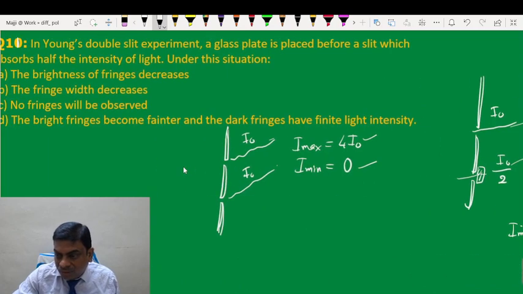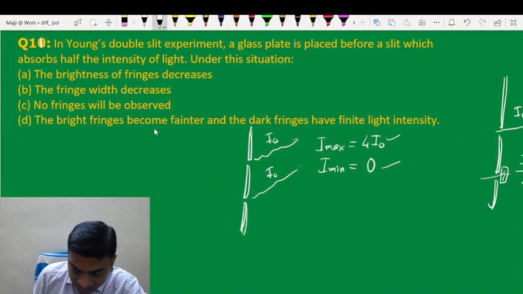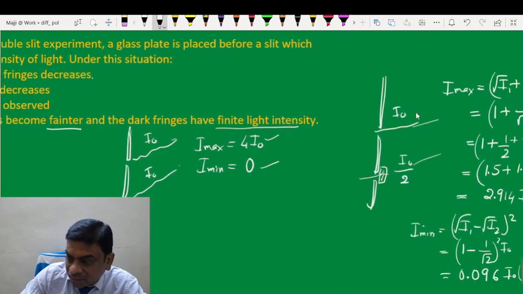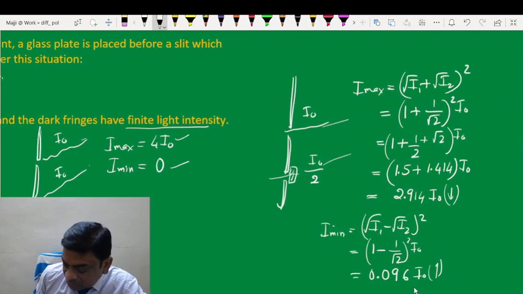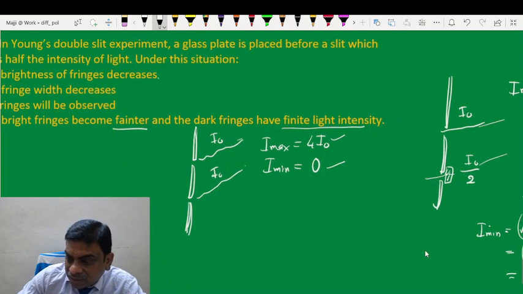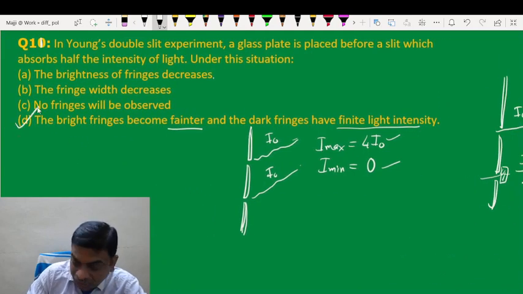So now let us see what can be the best answer. The brightness of fringes decreases, the fringe width decreases, no fringes will be observed. The bright fringe becomes fainter because intensity has reduced, and the dark fringe becomes of finite light intensity. You can see the dark fringe has become a certain finite intensity. So D option is the correct option.